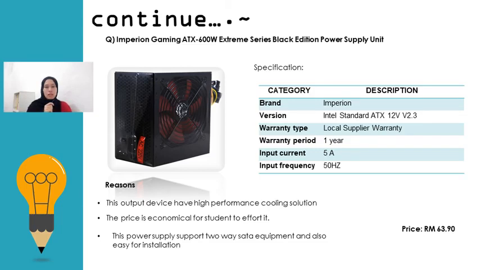And the last but not least device that we have suggested to Nawal is the Imprison Gaming ATX 900 Watt Extreme Series Black Edition power supply unit. This device has a high performance cooling solution, and the price is also economical for students to afford. This power supply supports two-way SATA equipment and is also easy for installation. The price of this power supply is RM 63 and 19 cents.